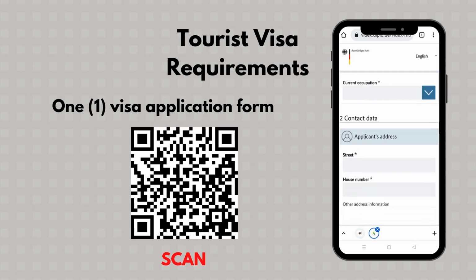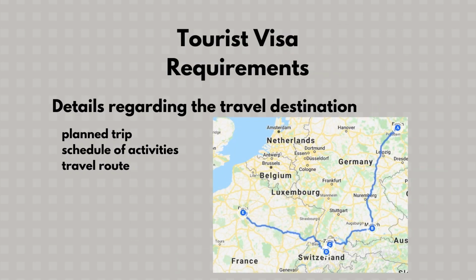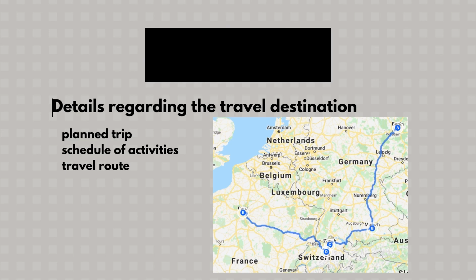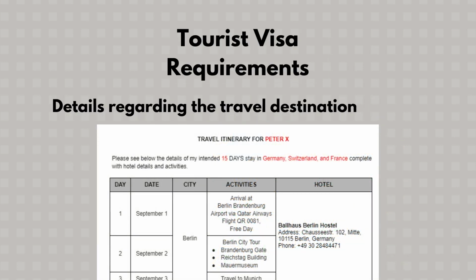You must also include details regarding your travel destination. So this would be your travel itinerary, your planned trip, what are the activities that you will be doing in your travel route. So Peter X will be arriving in Berlin. He'll be going to Munich, then to Zurich, Lucerne, and then to Paris. This would be his sample travel itinerary here. And this includes the date, the city, the activities that he'll be doing, and the hotels that he'll be staying at.